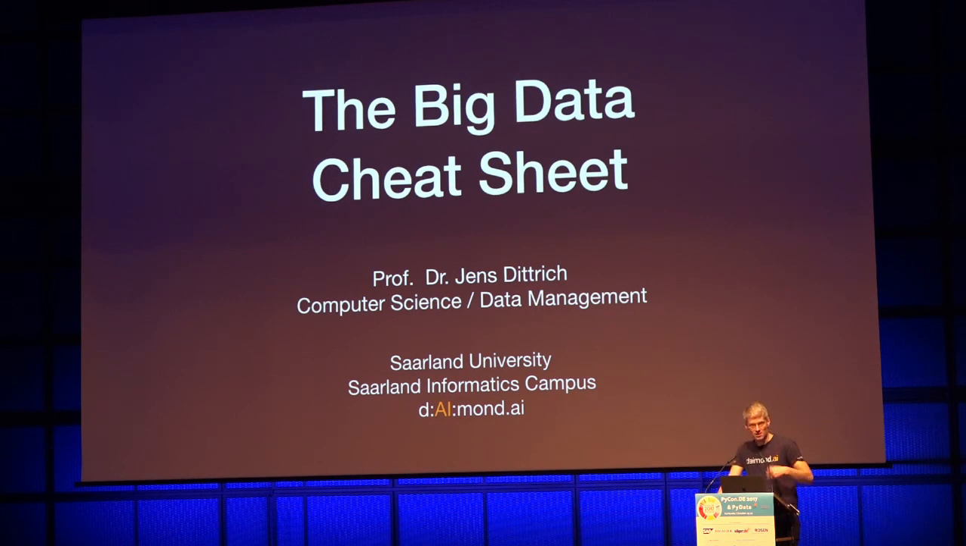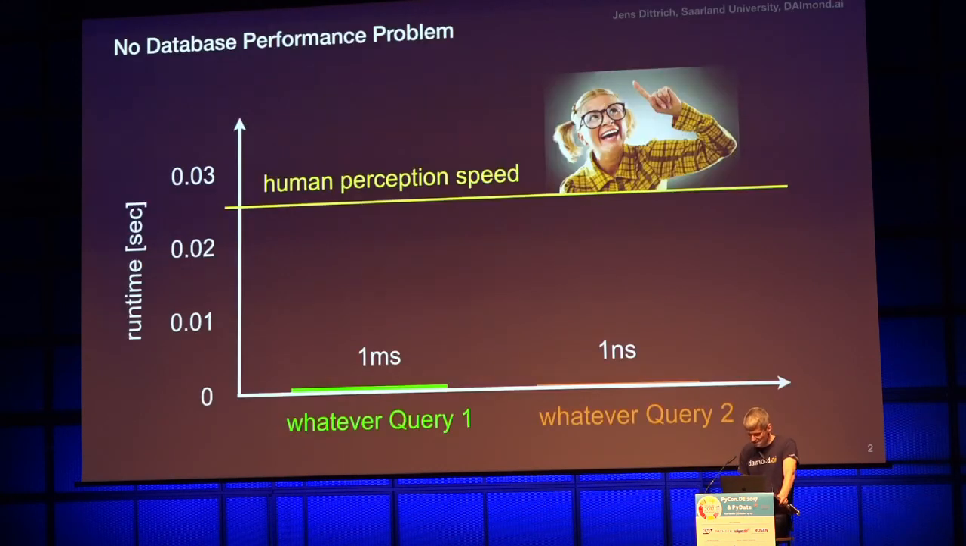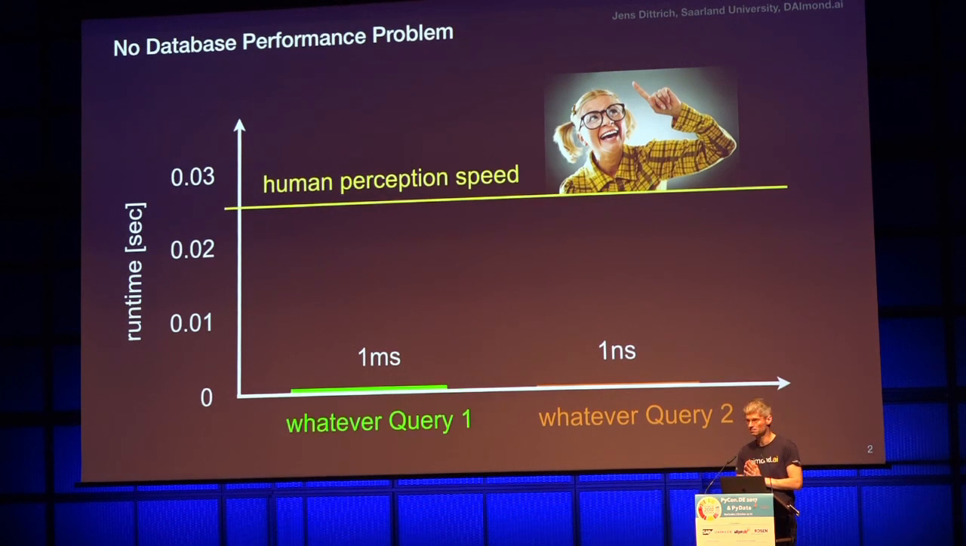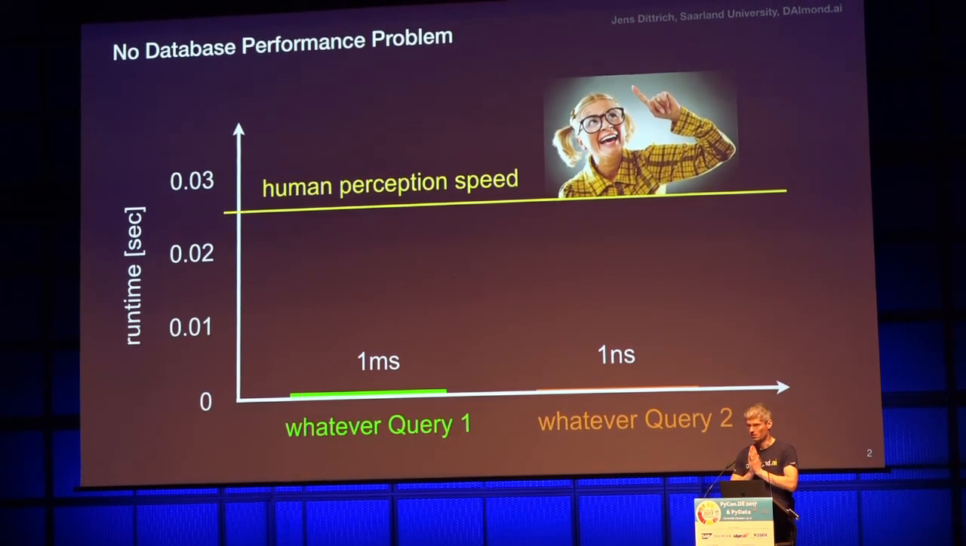But my research is not so much about Python. Mainly, it's about making database engines fast. So in many different contexts, I worked on that in main-memory databases, column stores, Hadoop, NoSQL, and so on. And the point I want to drive home here really is that with current technology, there is no database performance problem anymore.